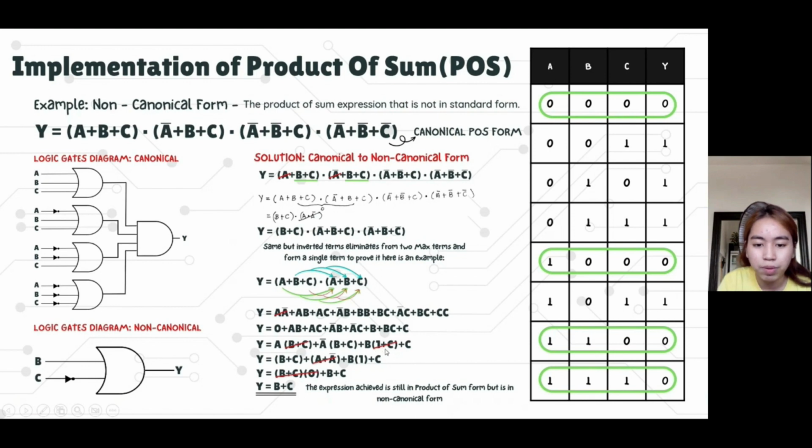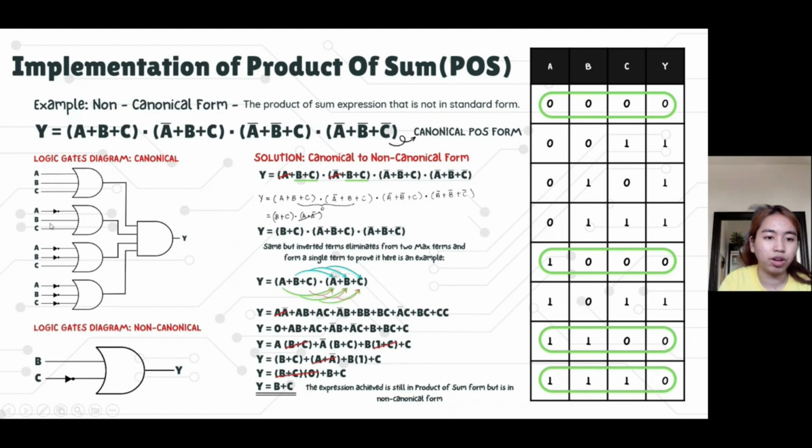Since there is also b plus c here, sabi nga kanina, same but inverted terms eliminate from 2 max terms and form a single term. Kinancel na yan, and ang natira na lang is plus, eto, a plus a complement, cancel din yan since equal din yan sa 0, plus b times 1 plus c na lang yung natira. So 0 multiplied by b plus c is equal to 0, which equates to b plus c. So this one, y is equal to b plus c, is the expression achieved in product of sum form but is still in non-canonical form.